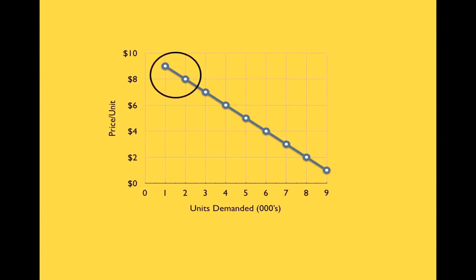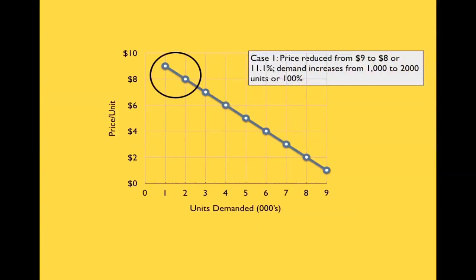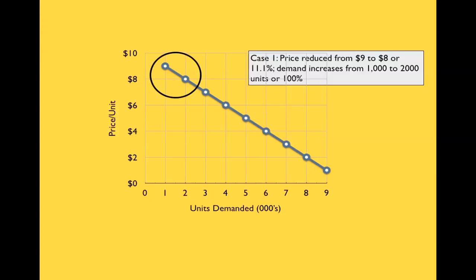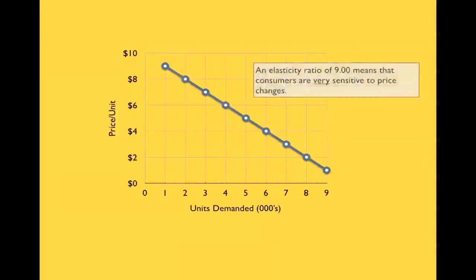Let's focus on case 1, the 11.1% price reduction and 100% increase in demand. Plugging it into the formula, we get an elasticity ratio of 9.0. An elasticity ratio of 9.0 means that customers are very sensitive to price changes. So what are the implications of this very large elasticity ratio?